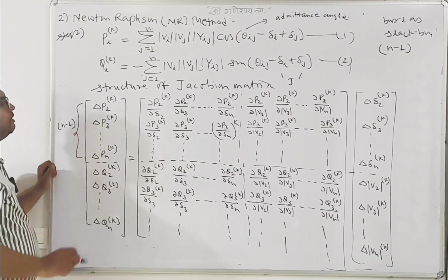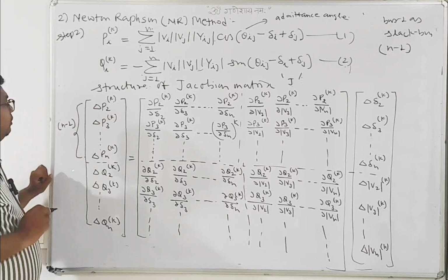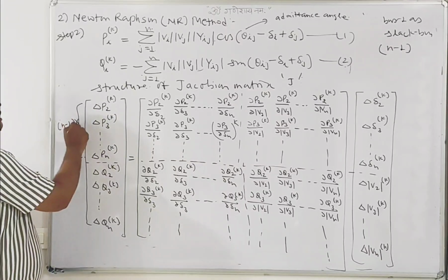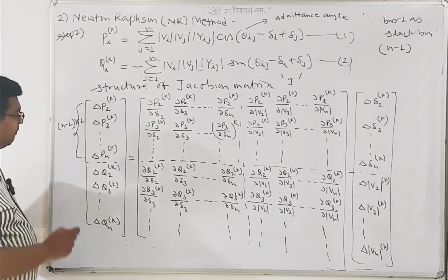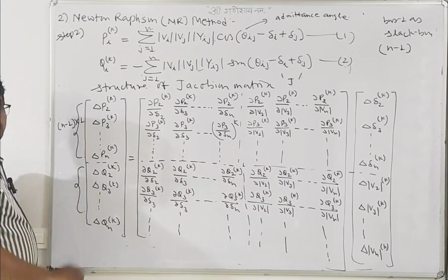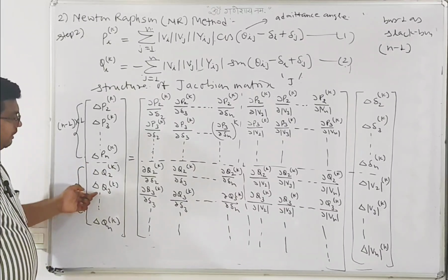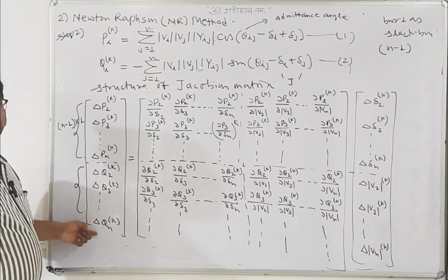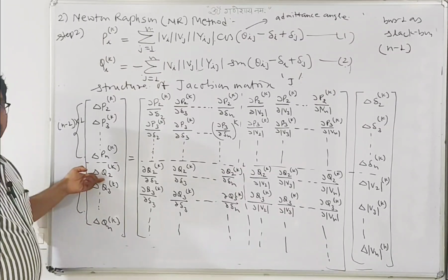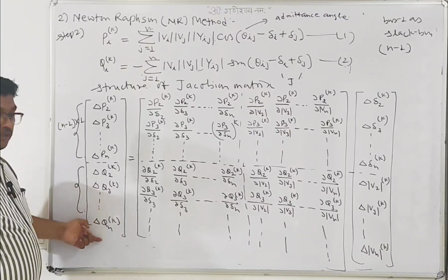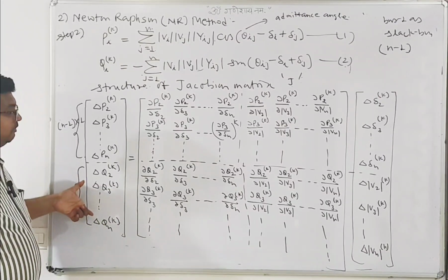So how many rows are there? N minus 1. And how many columns? Only 1. So what is the size of this? N minus 1 into 1. Similarly, the reactive power. What is this reactive power? Delta Q2K, delta Q3K and so on. Again, because we have considered bus 1 as a reference, it will also start from Q2, then Q3 up to the Qn. And how many rows again will there be?